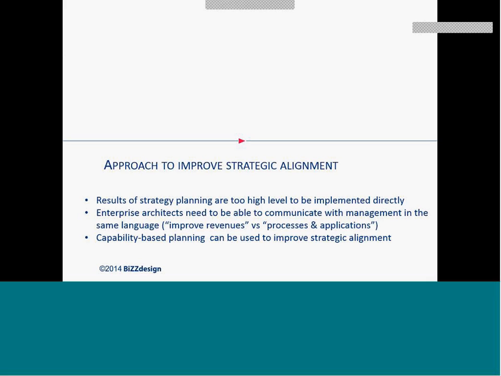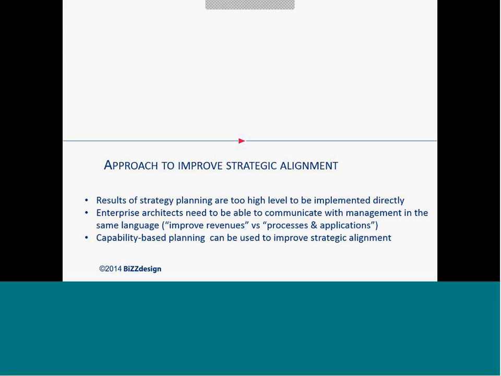Another key element for the method for strategic alignment was the fact that, since this revolves around enterprise architecture, you need to be able to communicate with management in the same language. So when management says improve revenues, you don't really know what impact that has on the architecture of an organization, not directly in any case. And when enterprise architects talk about processes and applications, that's something management is maybe not per se interested in, or maybe even understands, but would not be bothered with specific processes or applications.